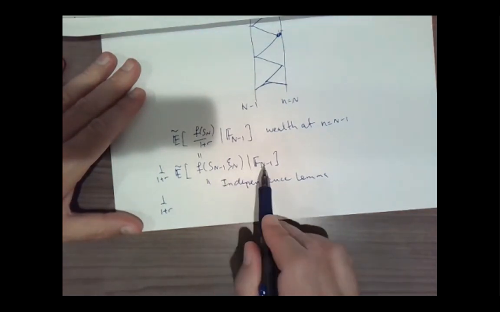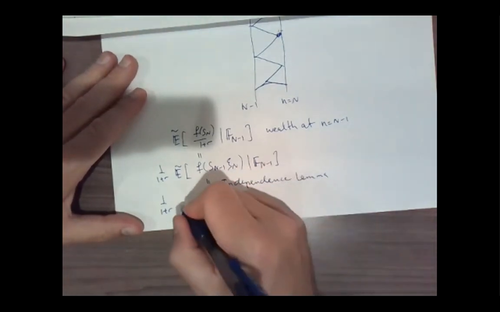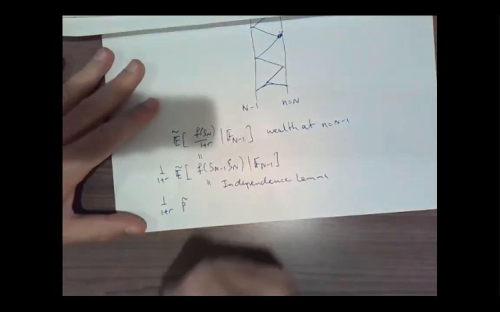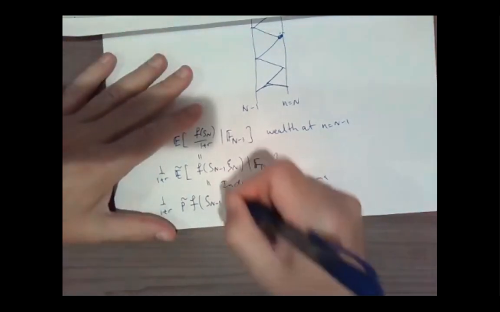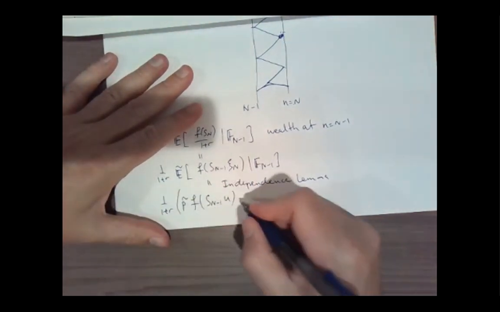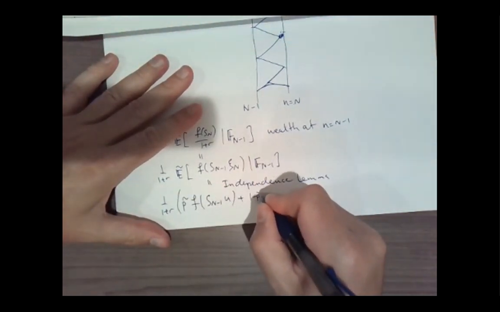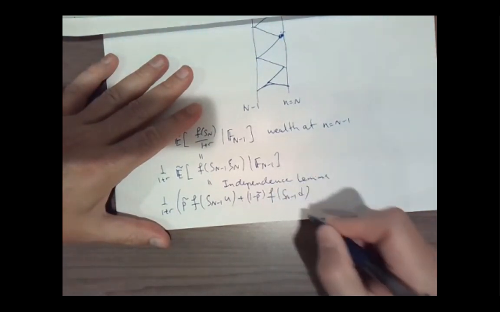you freeze what is measurable, and then take the average over the rest. And here the average over the rest is not too bad. This is p tilde f of S_{n-1} psi, where psi can be either u or d. So p tilde for u, 1 minus p tilde for d, f of S_{n-1} times d.